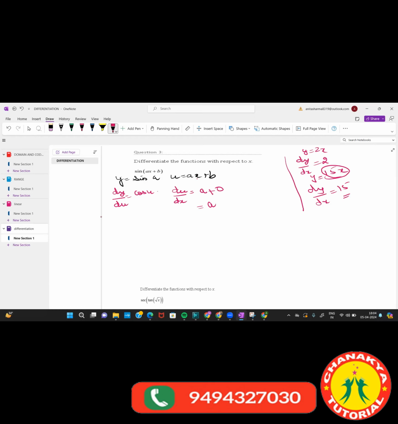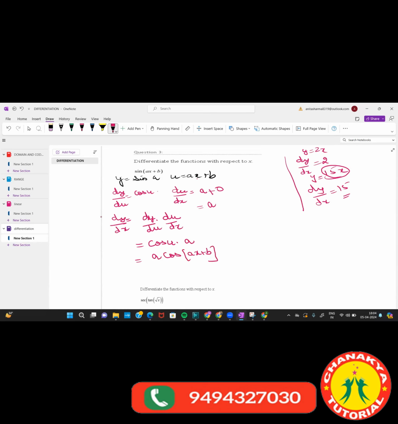Now the next step: we need dy by dx, which is equal to dy by du times du by dx. Then dy by du is cos u, and du by dx is a. So you can write a before cos u: a cos u. The value of u is ax plus b.